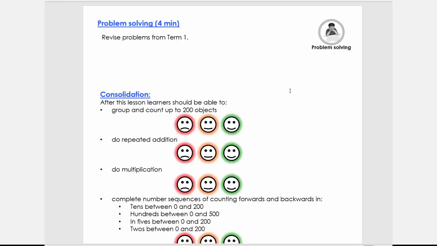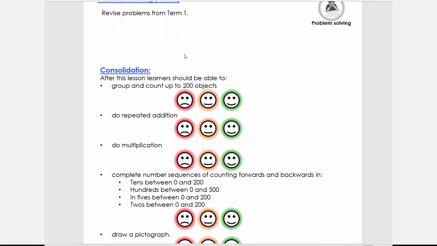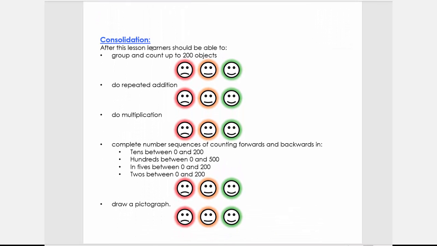Okay, so you're done then with the worksheet. We already did a lot of problem solving. You can also revise what they did previously. Then we come to the consolidation. If you ticked all the green faces, we're going to carry on now with term two's work. We're done with the revision. If you got red and orange faces, you need to revise certain questions or work activities, or you need to contact us at SA Teacher.